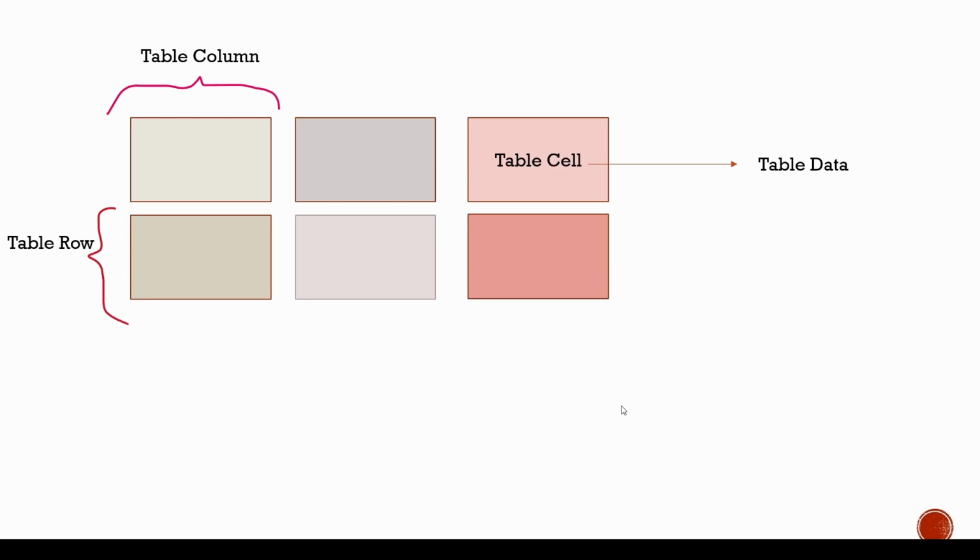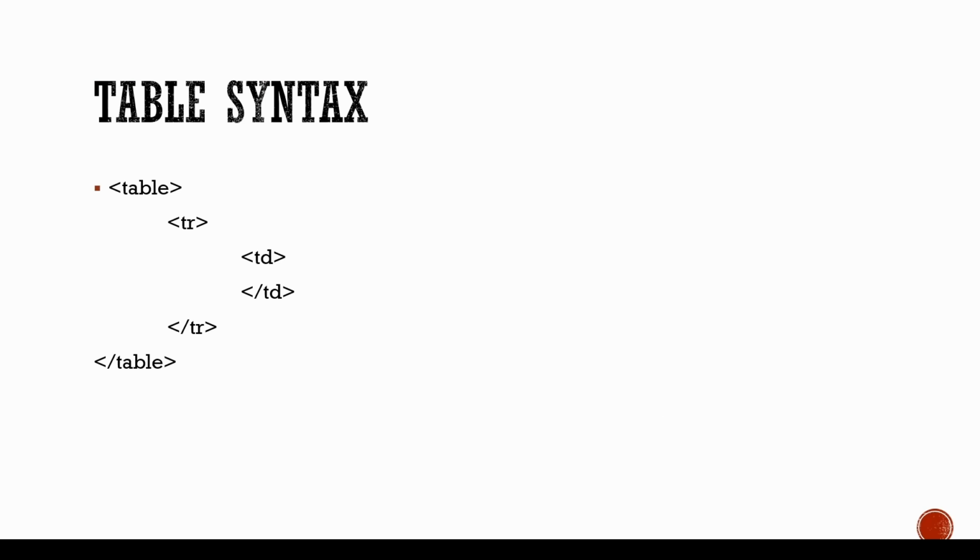Now let's look at the syntax. The syntax starts with table and ends with table, and each table cell is defined by TD. The TD stands for table data. Everything between TD start and TD end are the content of the table cell. Now the table row. Each table row starts with tr and ends with tr tag. Tr stands for table row.